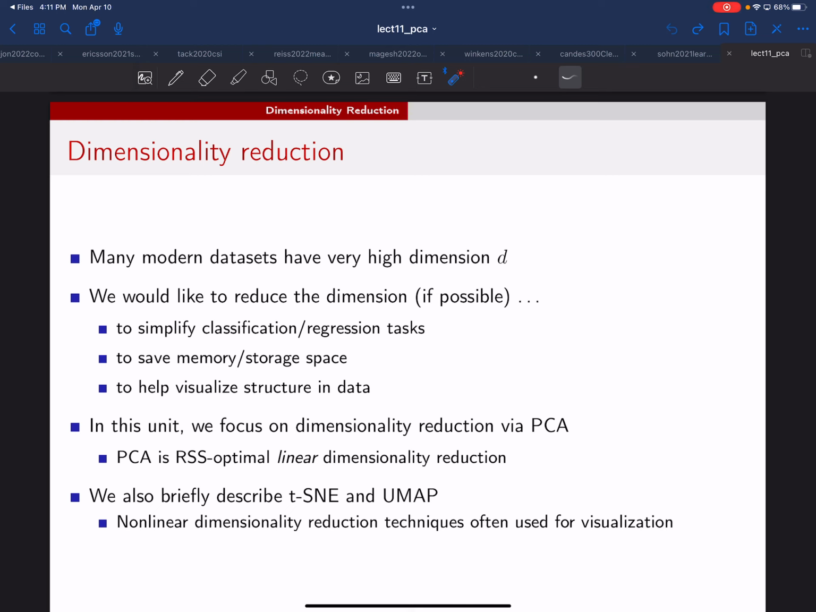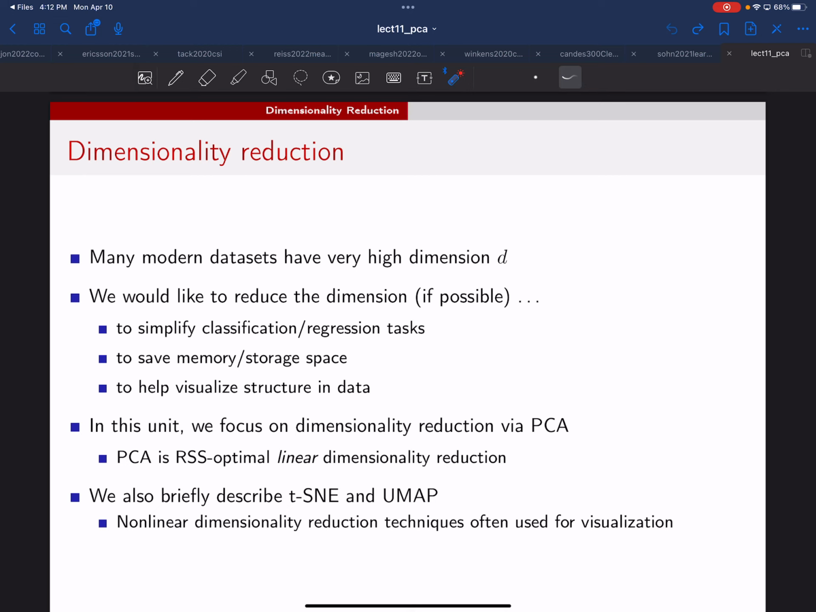The idea is that many modern data sets have very high dimension D, so the number of features can be very large. And we would like to know if we can somehow reduce the dimensionality if possible without losing too much information. The reason we might want to do this is because maybe we can simplify downstream tasks like classification or regression, or maybe we just want to save memory or storage space, or maybe we want to visualize the structure in the data. Like if we can reduce the features down to 2 dimensions, we can plot them as a scatter plot, and we can understand what's going on better.